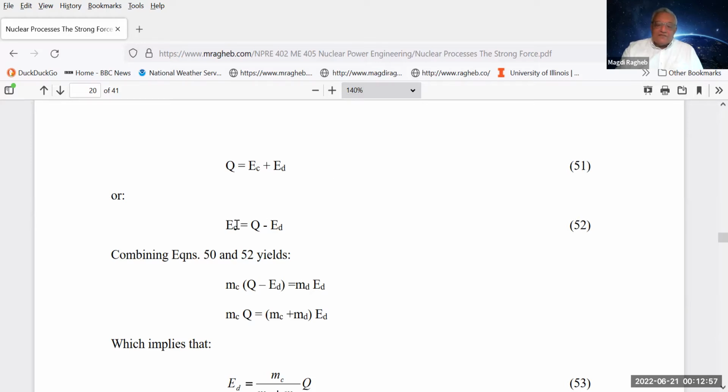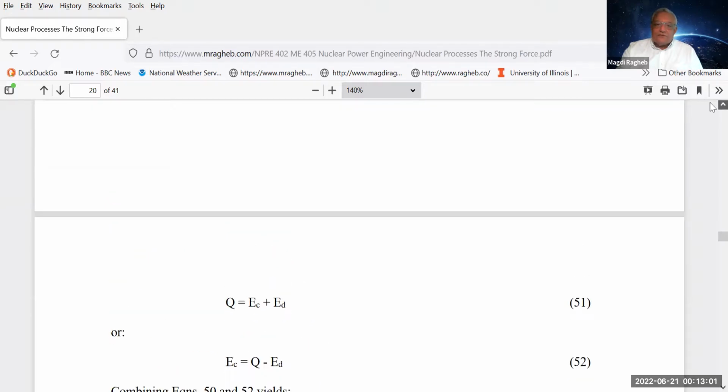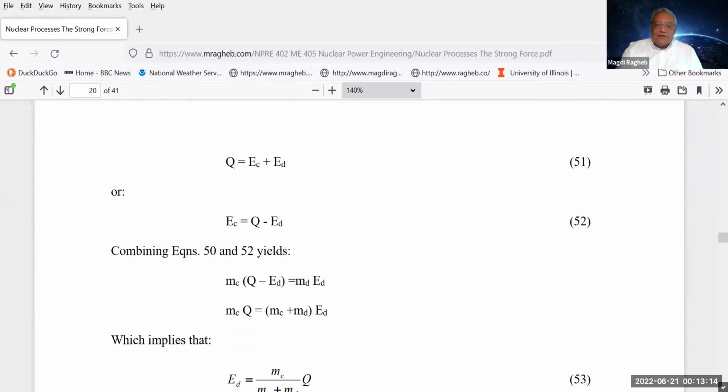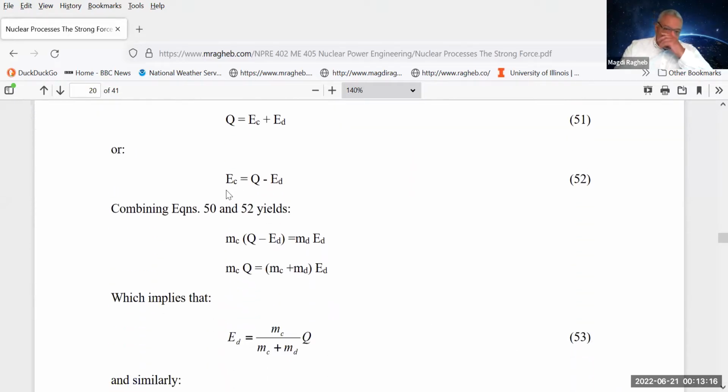So for the energy of C, we have two equations actually here. If you want to look at it in more detail, you have two equations in two unknowns: the kinetic energy of C and the kinetic energy of D. And this equation is in terms of the Q value. So we use elimination by substituting the kinetic energy of C being equal to the Q value minus the kinetic energy of D.